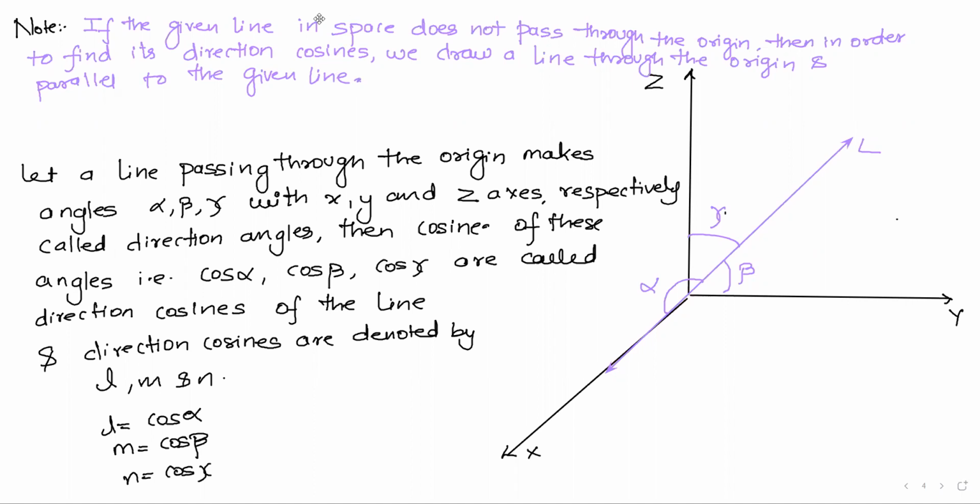And now again, raise your hands once it is done. Then I will give you a question. So basically, what are the direction cosines? If a line is making an angle alpha, beta, gamma with x, y, and z axis, then cos alpha, cos beta, cos gamma are called the direction cosines.